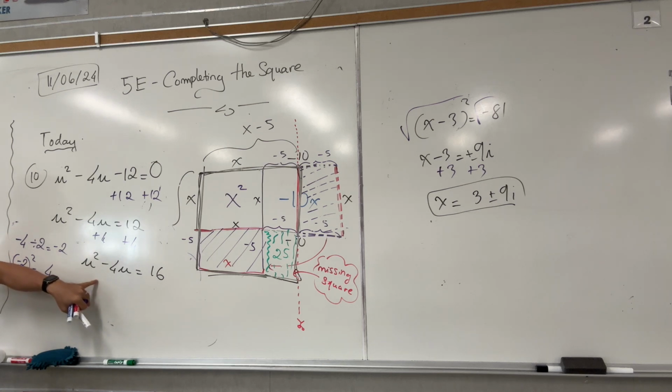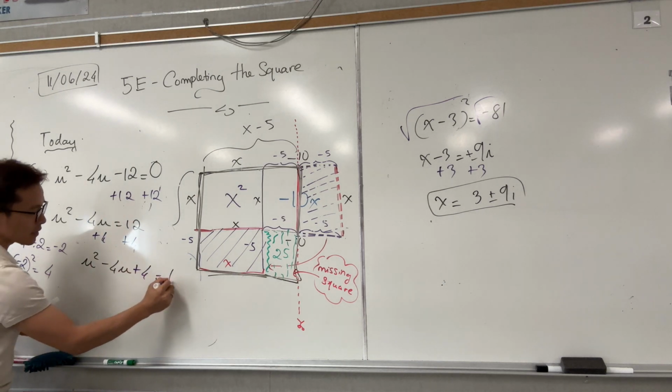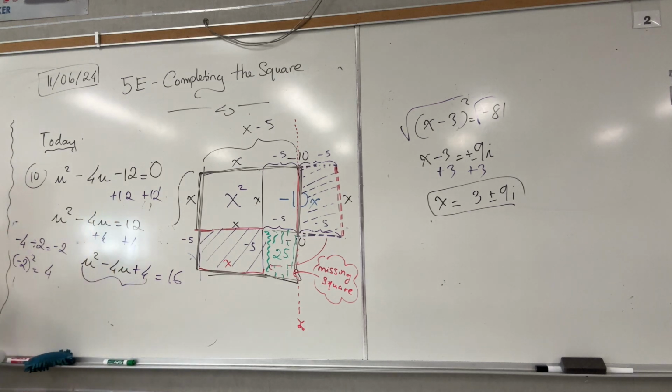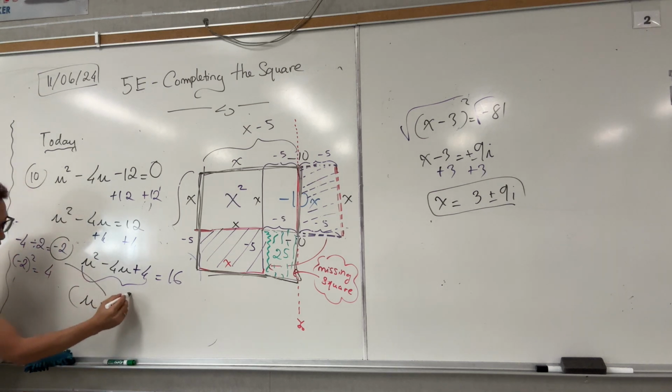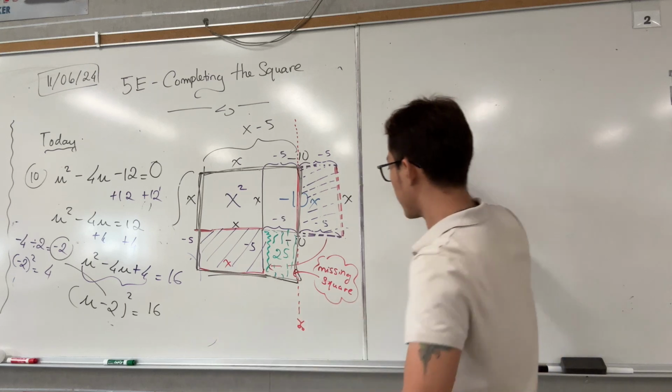Sabrina? Oh, I'm missing +4. Write them as a square. What is this? New square. u minus, that happened right here. So that's the -2. So that means u minus 2 squared equal to 16. Right? All right. Sabrina, 1 point, and then Alejandra.